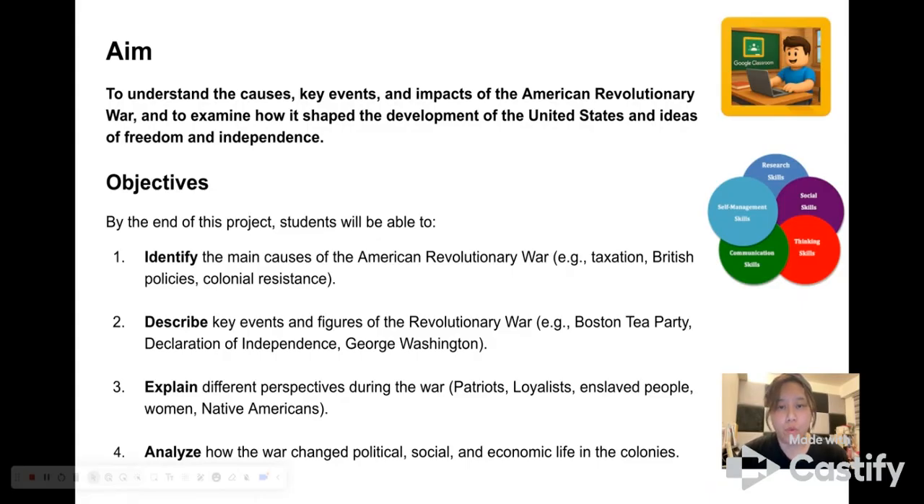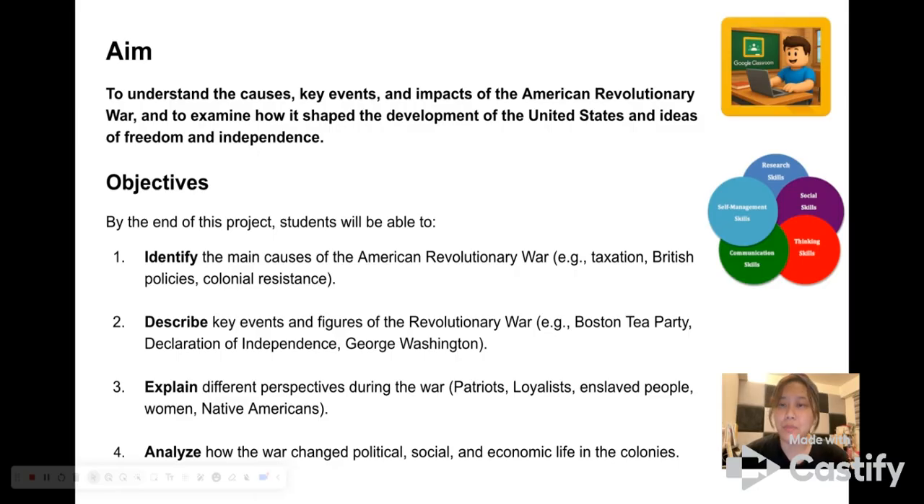Just to remind everyone, we do need to think about the causes and key events and impacts of the American Revolutionary War. Your job is actually to understand that there were causes of certain events. Okay, but further, in this PBL, I need you to examine how it shaped and developed the U.S. The ideas of freedom, the ideas of independence. So I need you to actually examine.